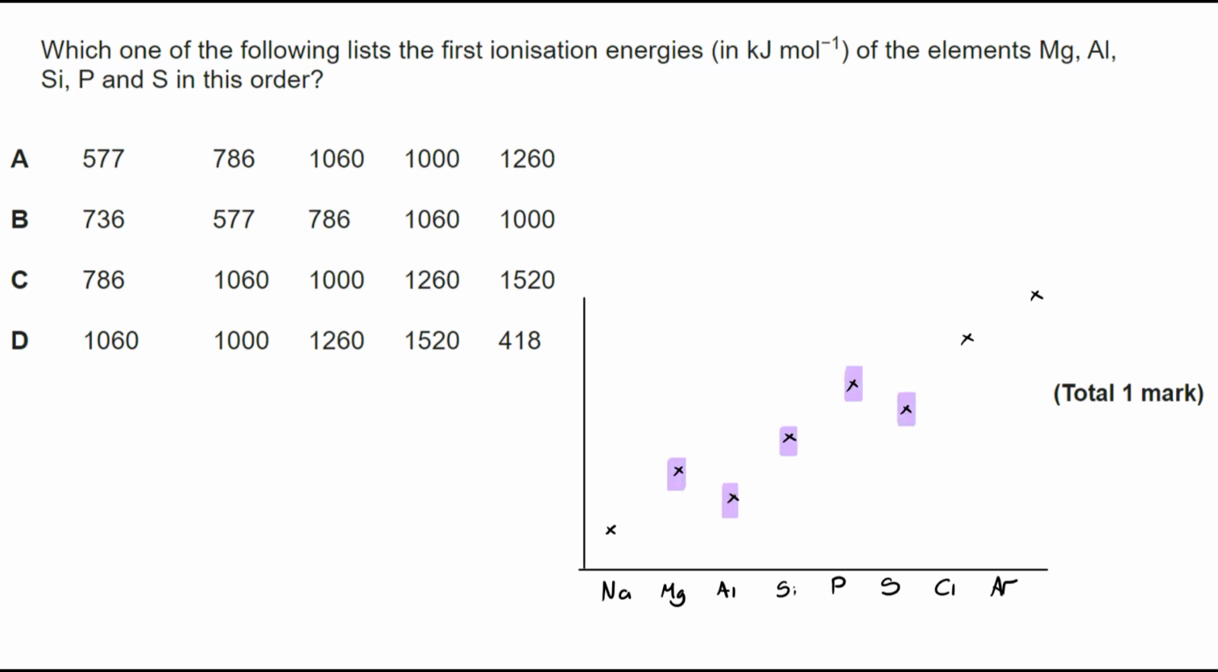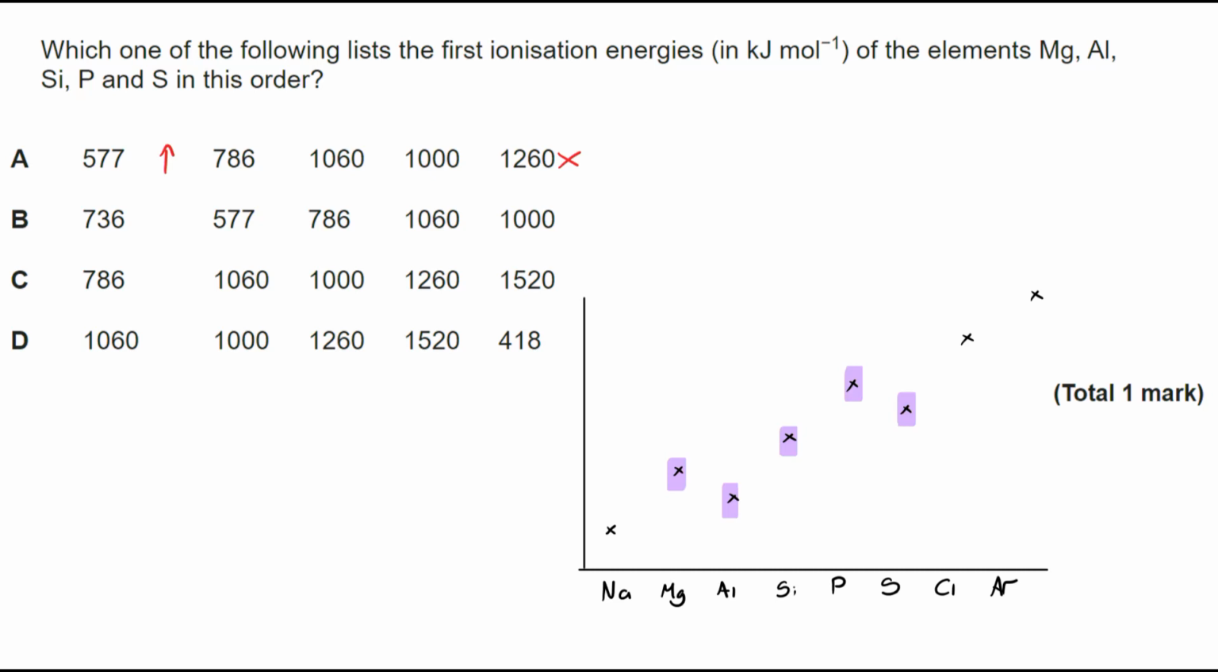Well, there are the 5. We can see that aluminium is lower than magnesium. There's an increase to silicon, an increase to phosphorus, but then a dip to sulfur. And let's compare that to the numbers that we have here. Well, A, we've got an increase from the first to the second value. So straight away, we know that cannot be the correct answer.